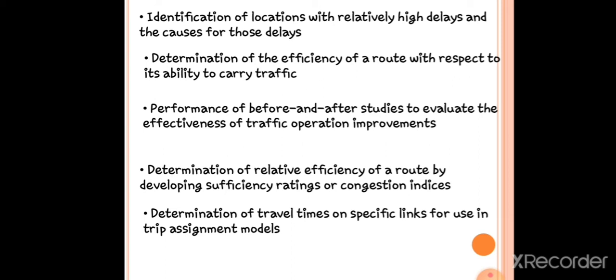So next is determination of relative efficiency of route by developing sufficiency ratings on congestion. And next is determination of travel times on specific links for use in trip assignment models. Compilation of travel time data that may be used in trend studies to evaluate the changes in efficiency and the level of service with time.